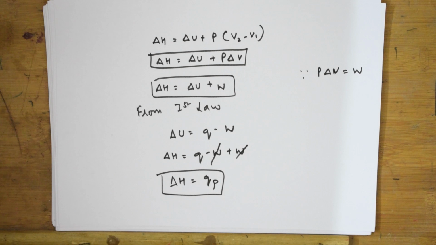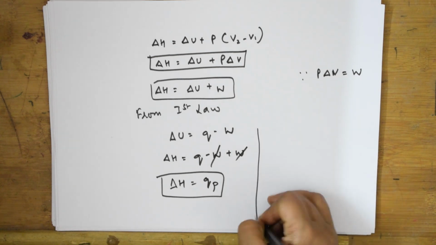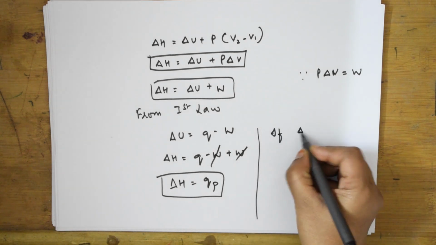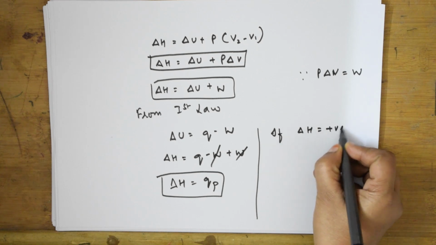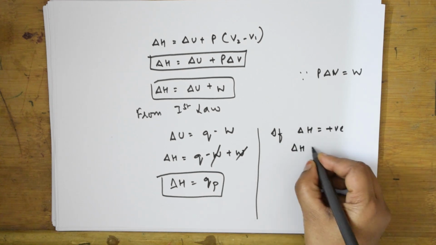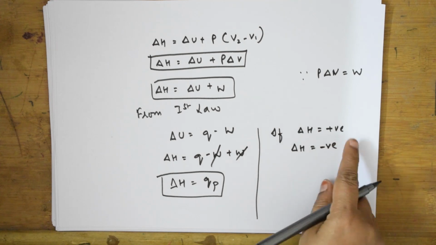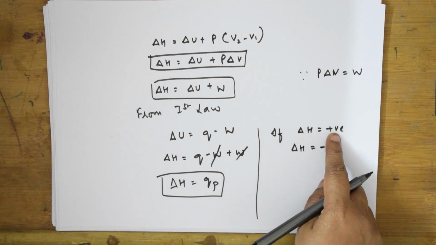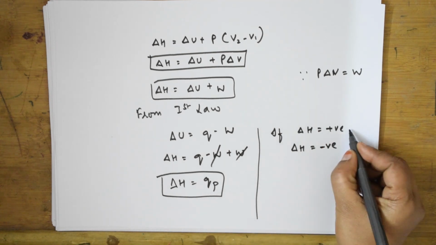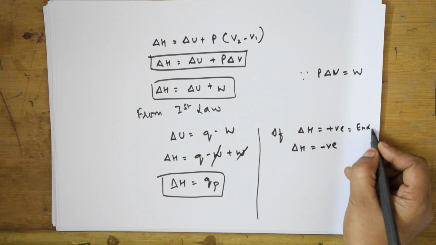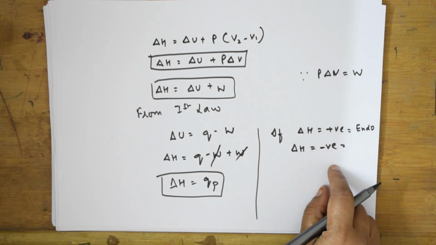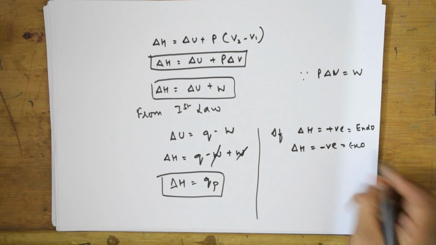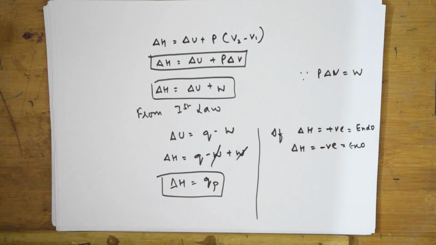But what you should remember is, suppose if I get a positive value of delta H, the enthalpy value, that means the process is endothermic in nature. Remember this. Suppose if you get delta H value as negative, then I can say the process is exothermic, right? So hope you have understood.